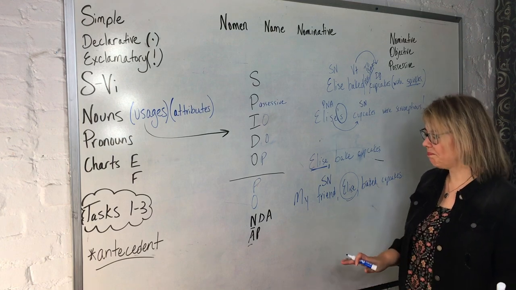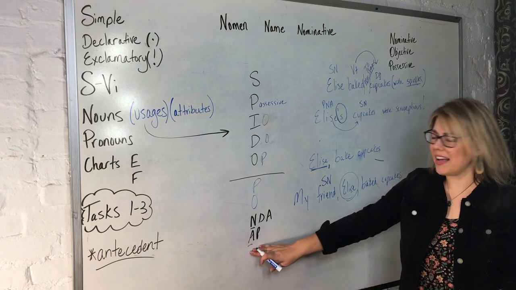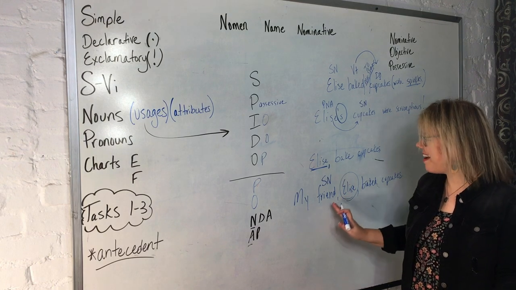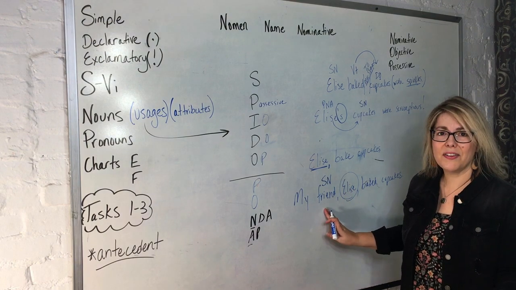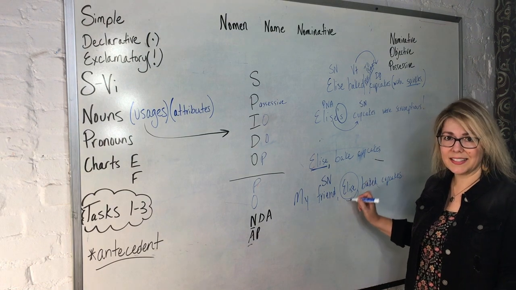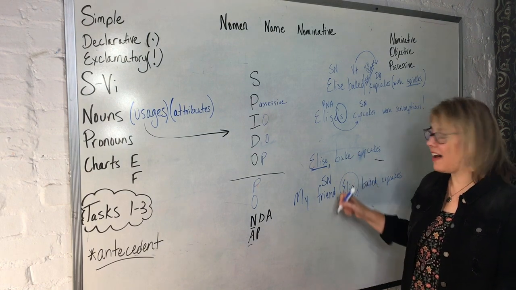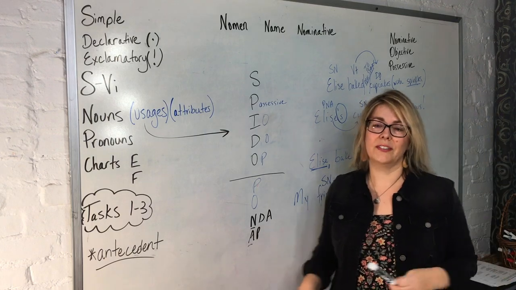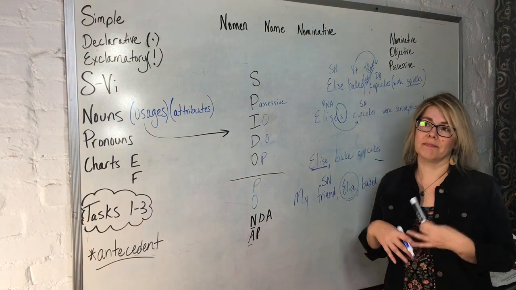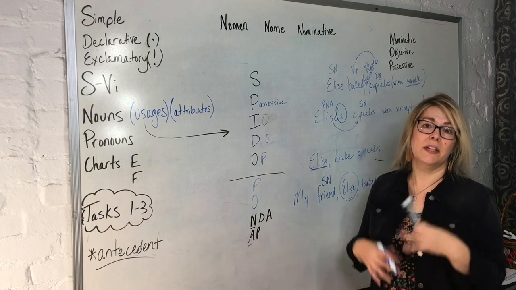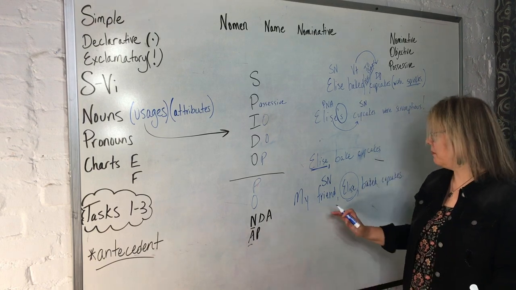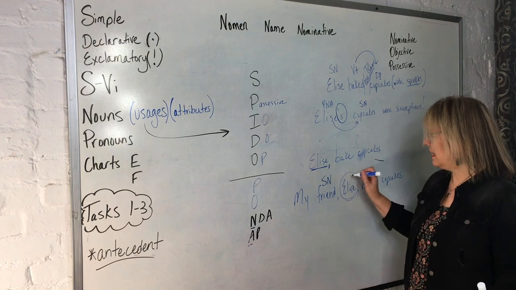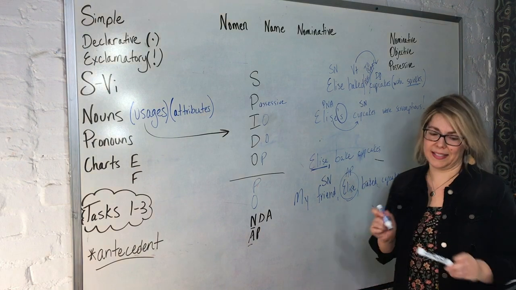I'll sing it one more time. An appositive is a noun or pronoun directly beside another noun which explains or identifies it. So if I had my dog, Rover, or the gerbil, Freddy, okay? My friend, Elise. If you're explaining or identifying, that is an appositive.